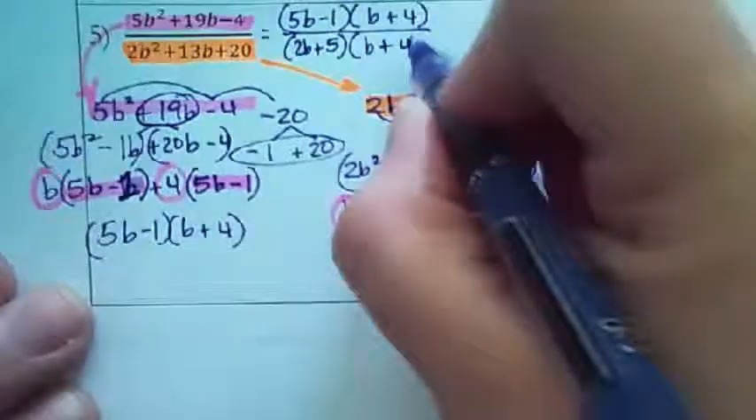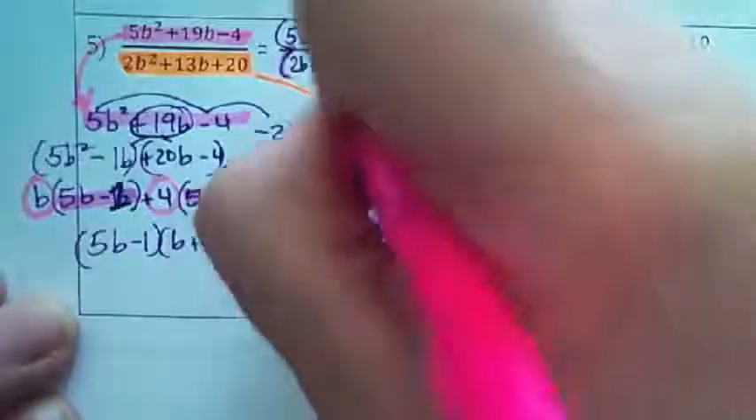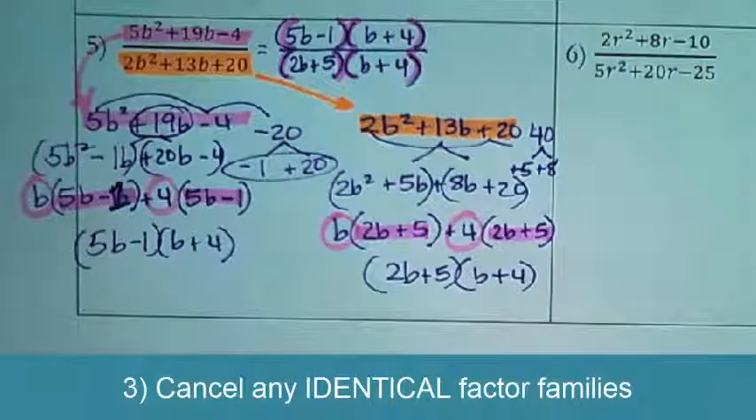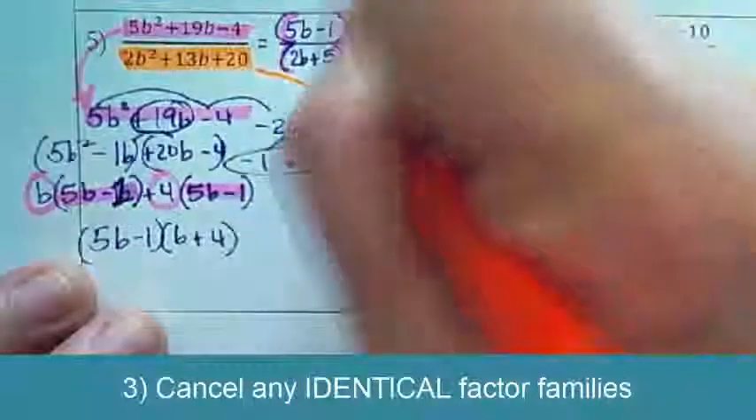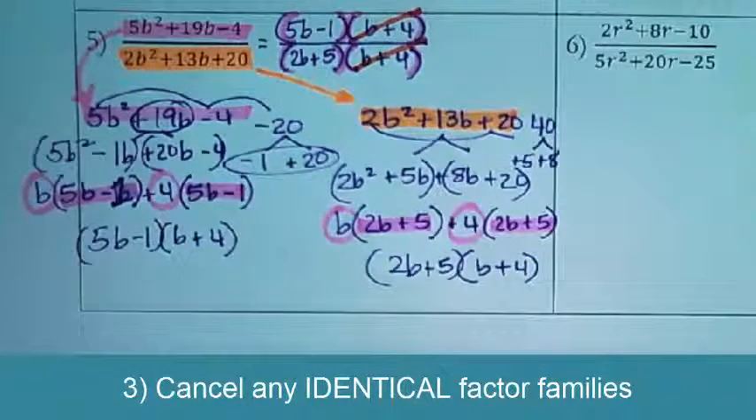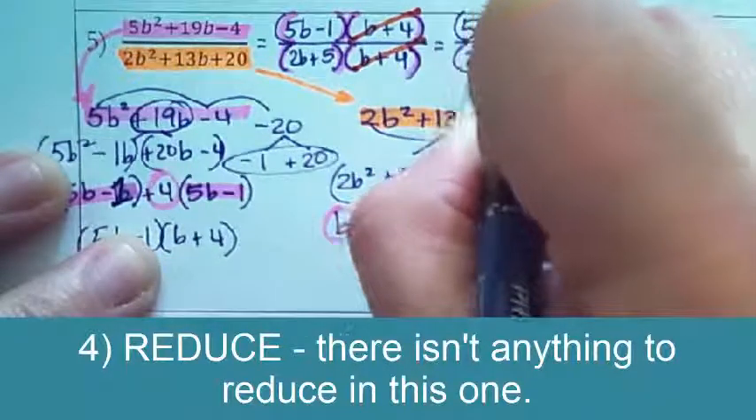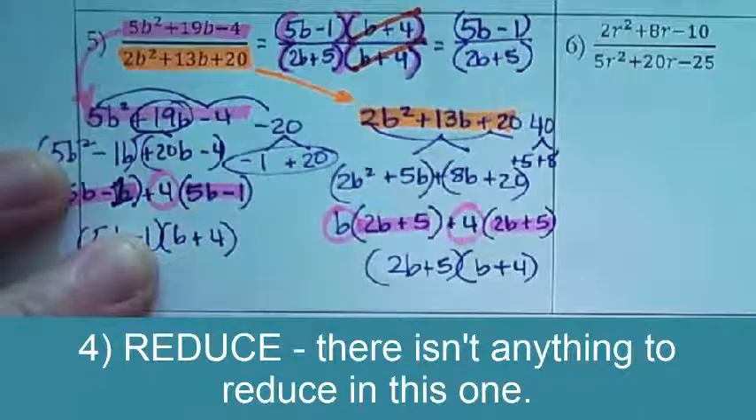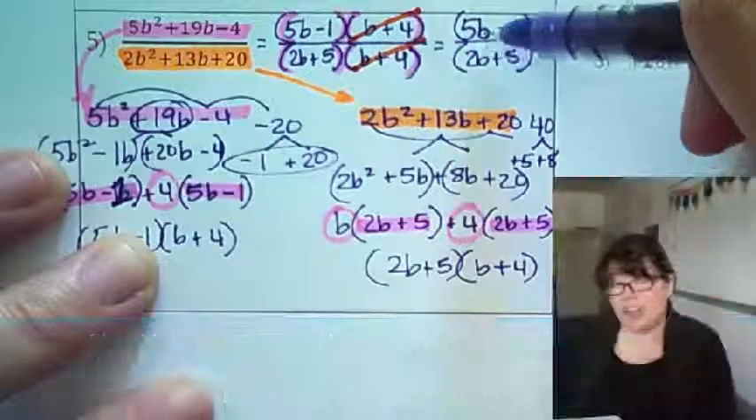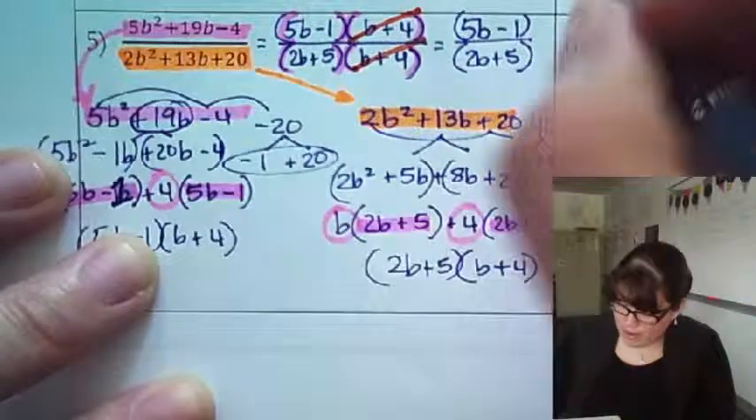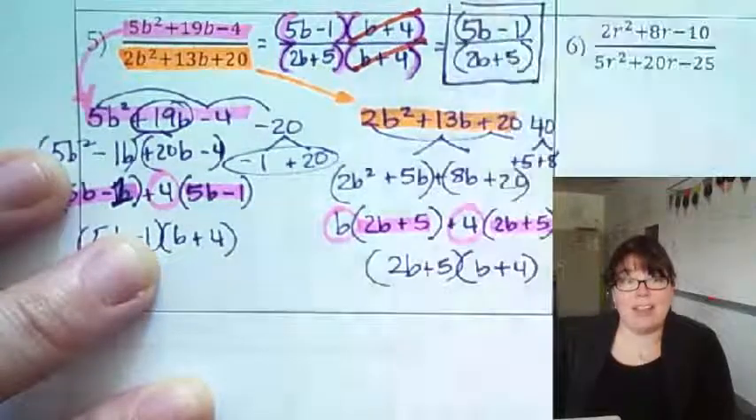Now, all of these factor families are connected with parentheses or connected by multiplication. So I'm going to look to see if I have any identical ones, and I do. b plus 4 in the top, b plus 4 in the bottom, those will cancel each other out. So I'm left with factor family 5b minus 1 in the numerator and factor family 2b plus 5 in the denominator. There's nothing left to cancel because these b's, although they are identical, are safe inside a factor family. So we cannot cancel them out. We don't want to tear up that family. And we are done factoring number 5.